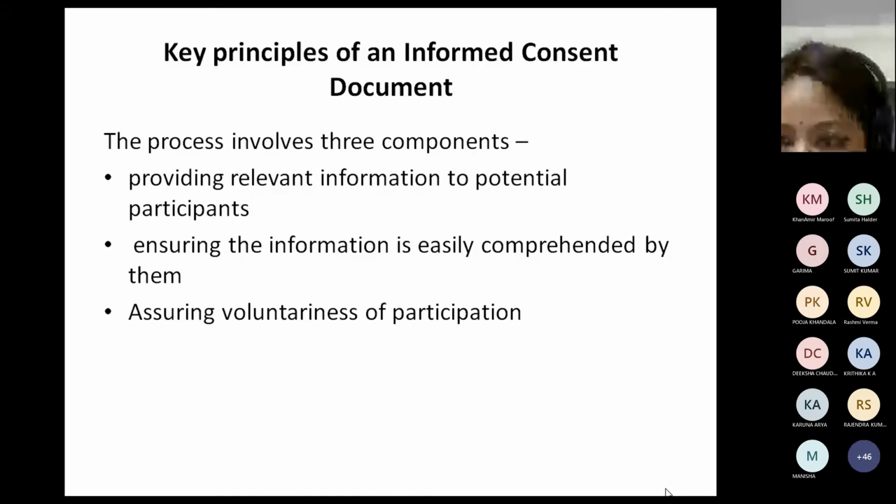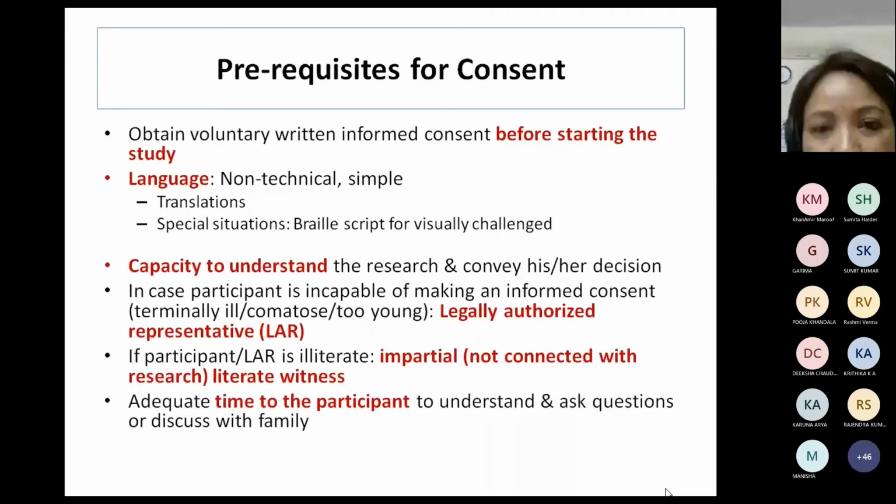So there are three main components. You provide the information, you ensure that whatever information has been conveyed is understood, and thirdly, voluntarily the participant will either decide to participate or not participate in your research proposal. So what are the prerequisites for consent? It should always be taken before starting the study. You cannot take a consent after you have already involved the participant in the study. No, you should take a consent before you start the study.